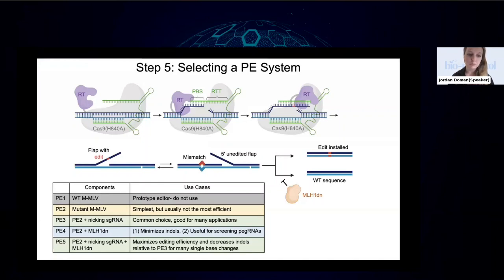to use. Kind of the baseline that you would want to start out with is PE2, and this is just the Cas9 RT pegRNA system. There's no nicking guide, there's no MLH1DN. Honestly, this is probably never going to be the most efficient approach, but it is nice in that it's the simplest. So let's say that you're just screening pegRNAs and you don't want to have to worry about optimizing a nicking guide just yet. You don't really want to mess with MLH1DN, inhibiting cellular mismatch repair. PE2 might be a good place to start.